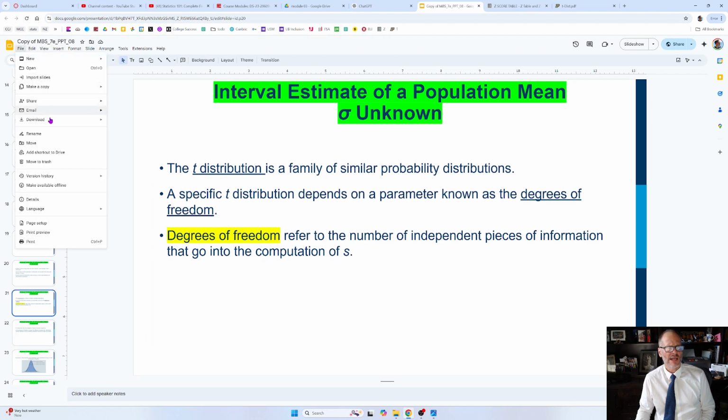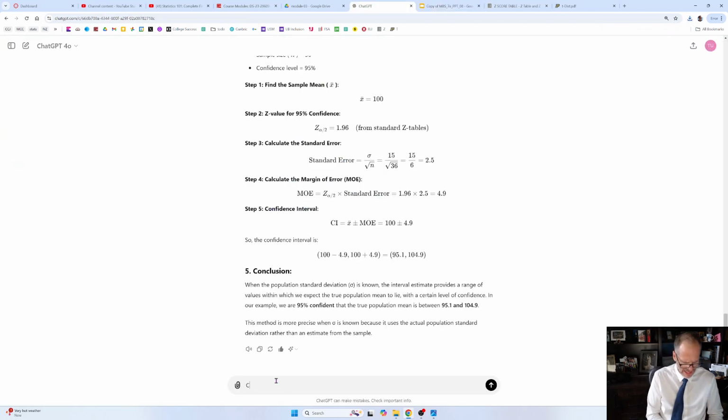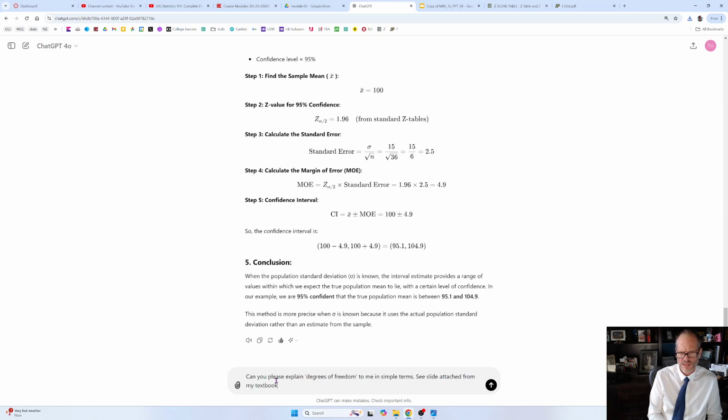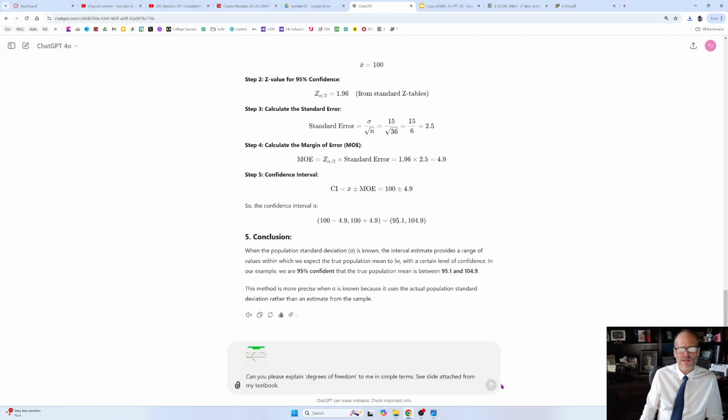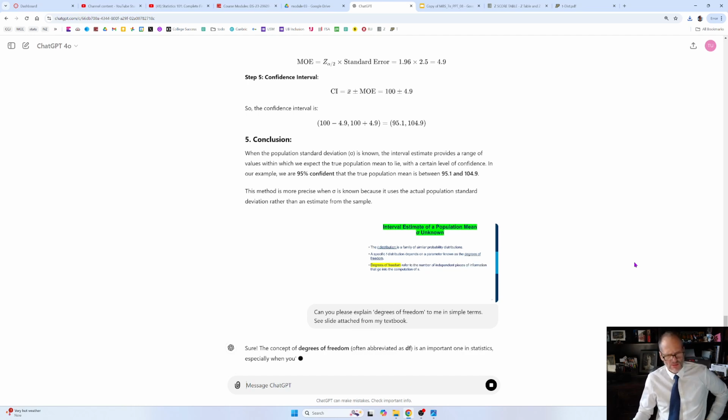ChatGPT, file, download, PNG, and then come in here and ask, can you please explain degrees of freedom to me in simple terms? See slide attached from my textbook. And we'll attach that slide, upload, and we're looking for that one. Go, baby, go, make me smarter, go.